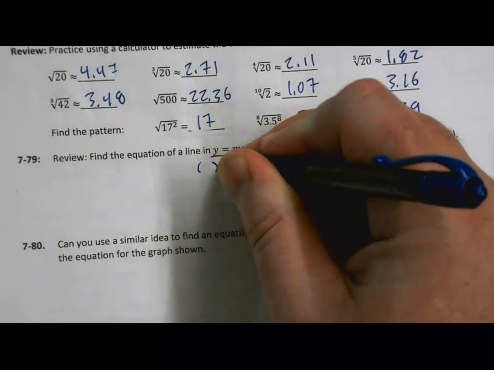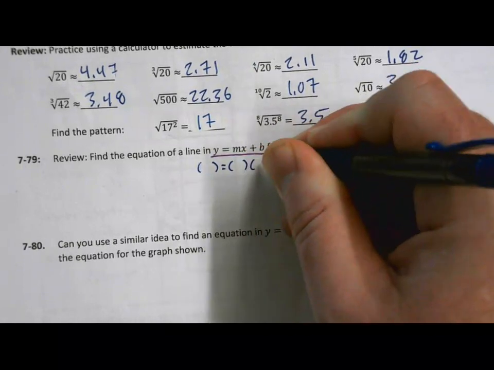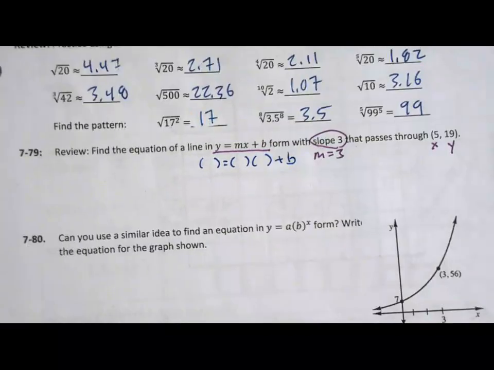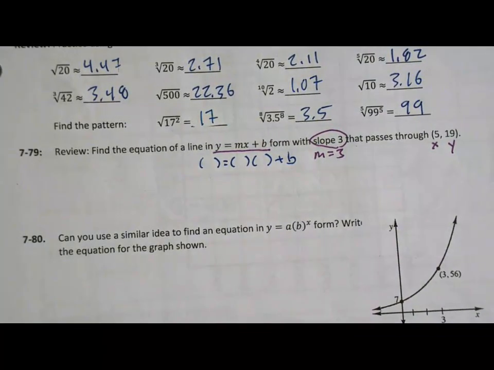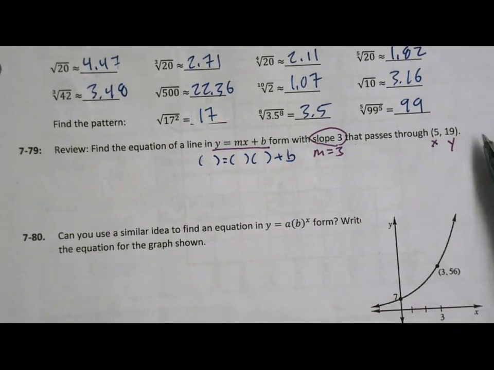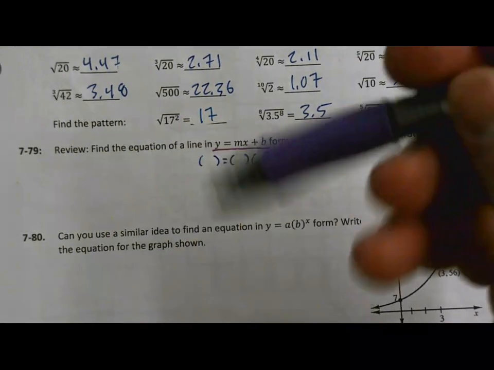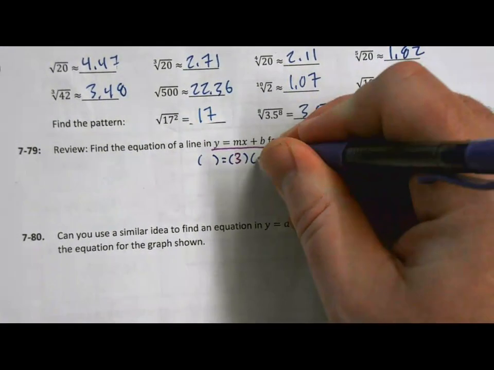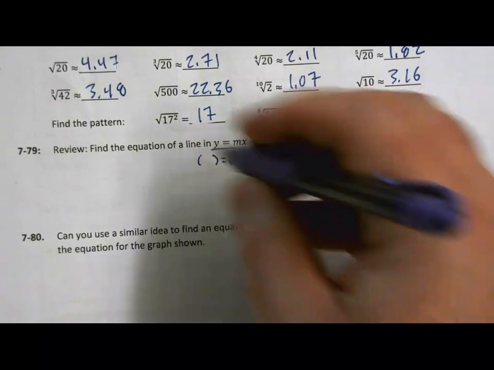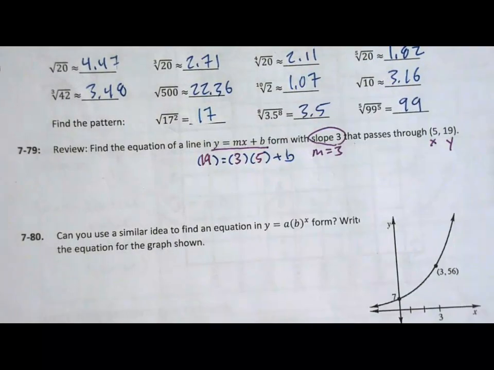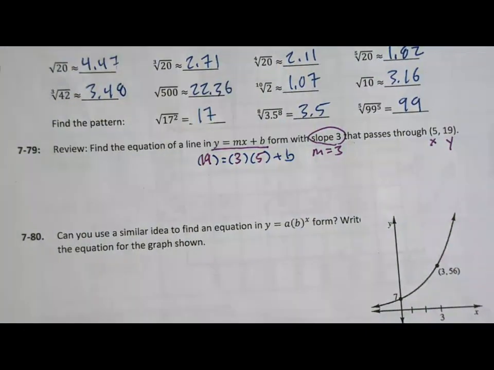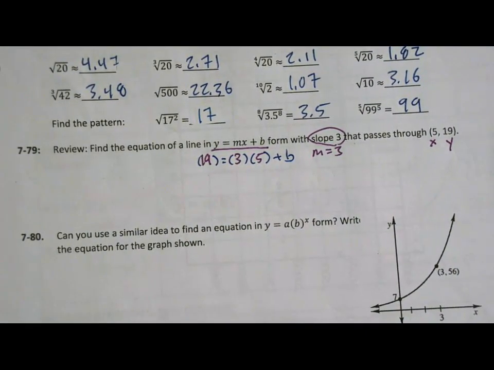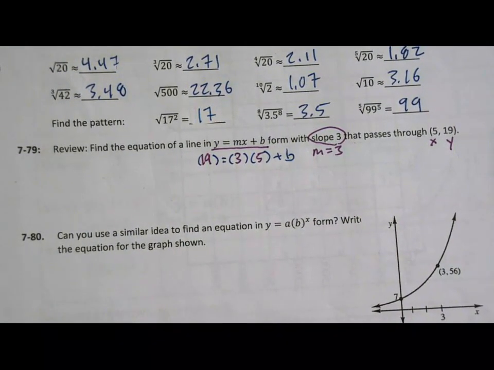So y equals mx plus b. There's my equation. But I'm going to stick some numbers in there. They gave us numbers for m and for y and for x. So let's put m is 3. That goes here. X is 5. That goes here. Y is 19. That goes here. And now we got an equation that we can use to solve for b, and now we're home free. So let's go ahead and do that.